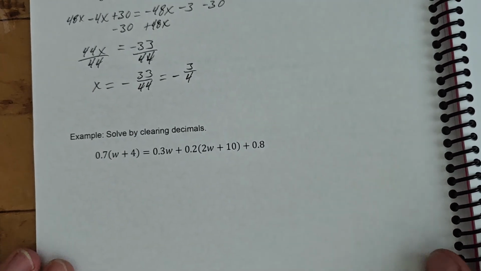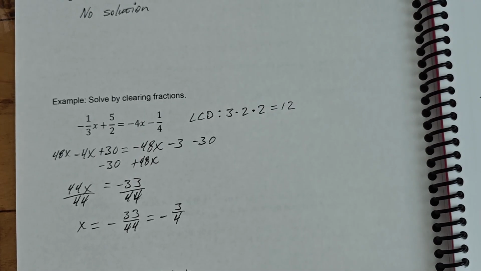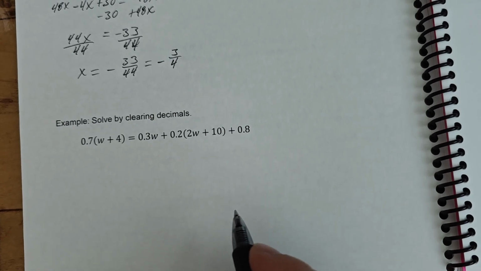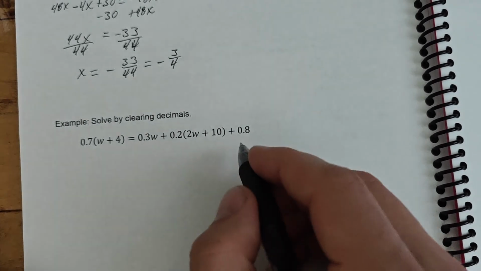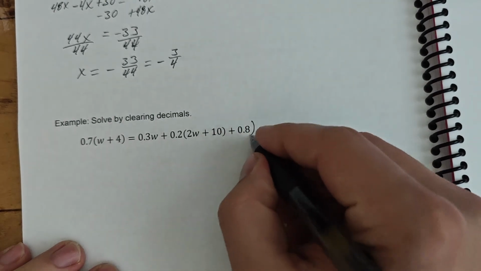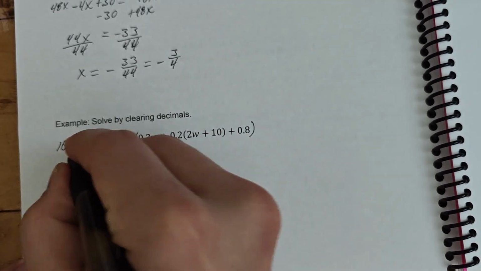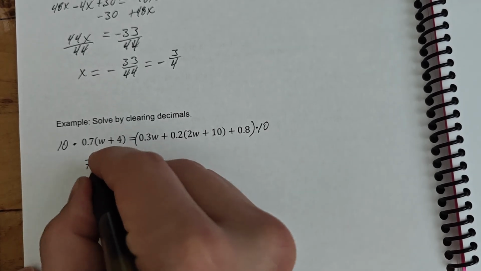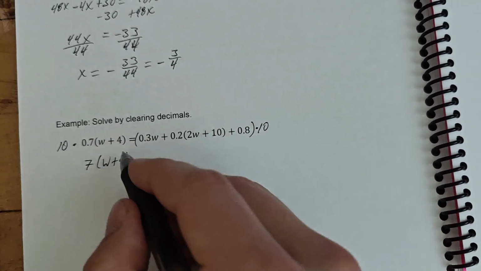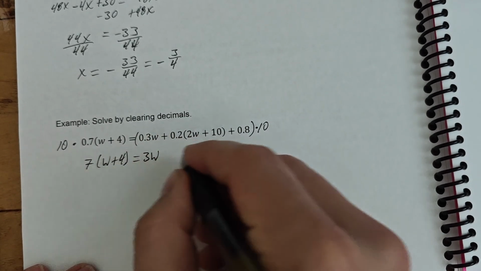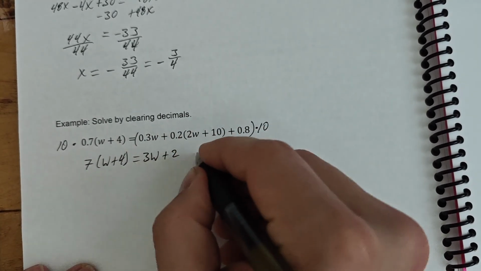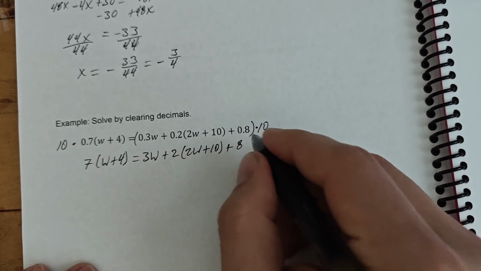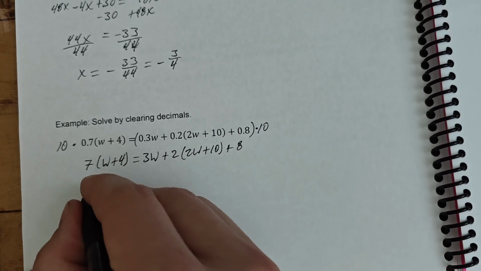Clearing decimals is similar. When we cleared fractions, we multiply by the least common denominator to get rid of the denominators. Clearing decimals, you multiply by whatever it takes to get rid of all the decimals. In this case, we have a single decimal place, so we multiply everything by 10. If we do that, 10 times 0.7 gives us 7, w plus 4. 10 times 0.3w is 3w. 10 times 0.2w is 2. 2w plus 10. 10 times 0.8 is 8. And then you proceed through as per usual.